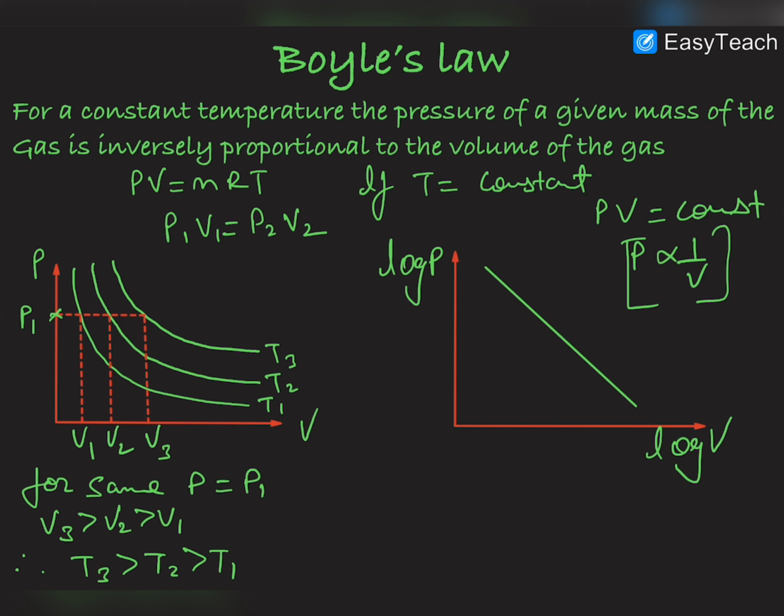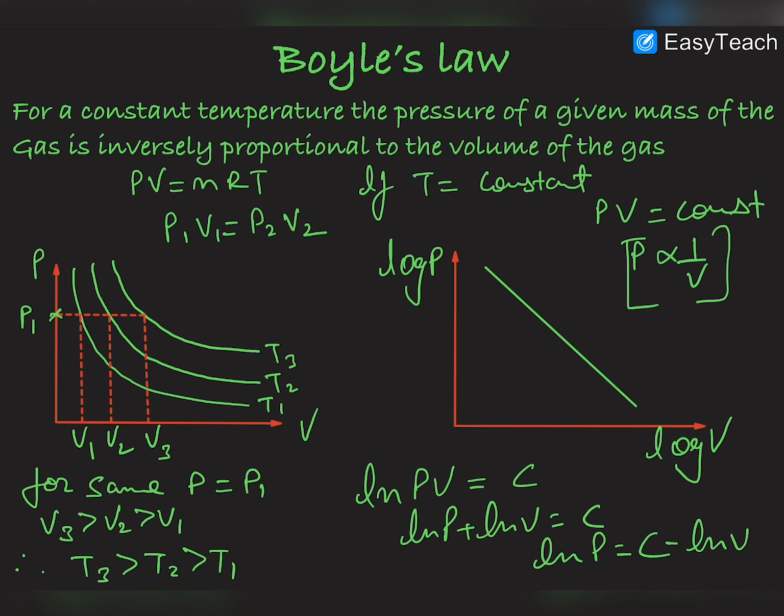If we plot the graph between log P and log V, then this graph would be a straight line going in the downward direction. This can be proved by taking log. So ln of PV is equal to log of a constant, C, and this is ln P plus ln V is equal to C. So ln P will be equal to C minus ln V. Here ln V is X and ln P is y, so y is equal to C minus X.